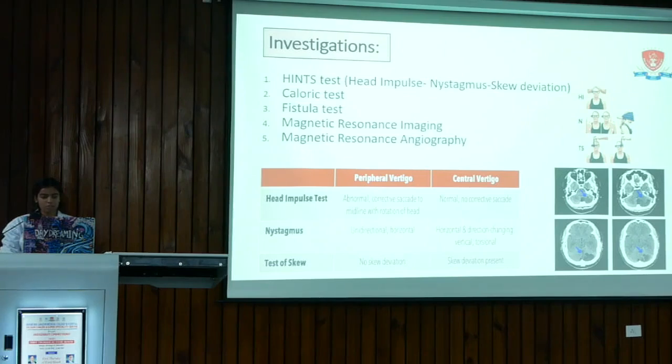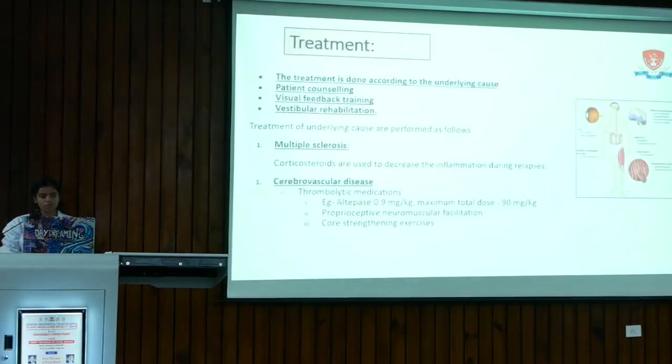The nystagmus in peripheral vertigo is unidirectional and horizontal, whereas in central vertigo it is horizontal and direction changing, vertical and torsional. There is no skew deviation in peripheral vertigo, whereas skew deviation is present in cases of central vertigo. Then we come on to the treatment, and the basis of the treatment is treating the underlying cause. Patient counseling is very important, and visual feedback training and vestibular rehabilitation are advised.